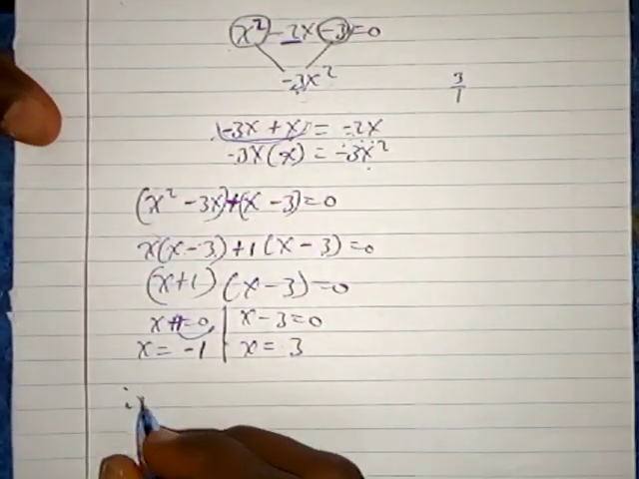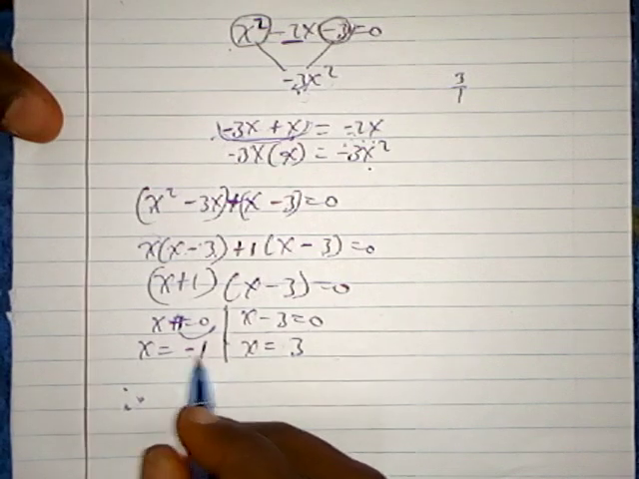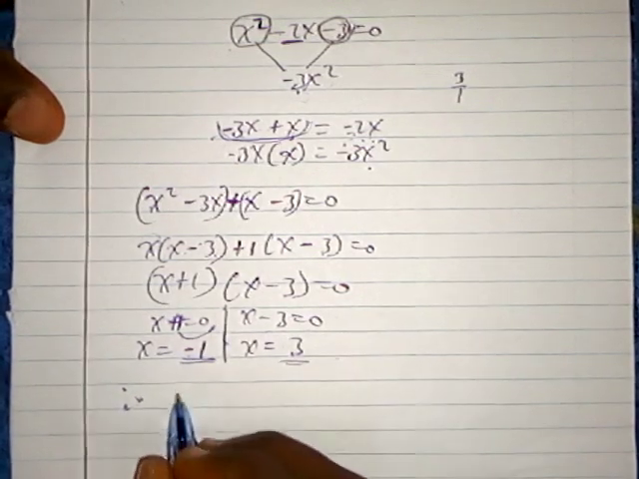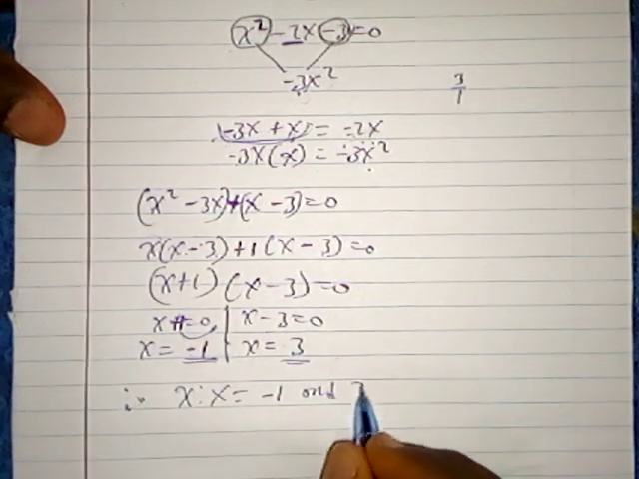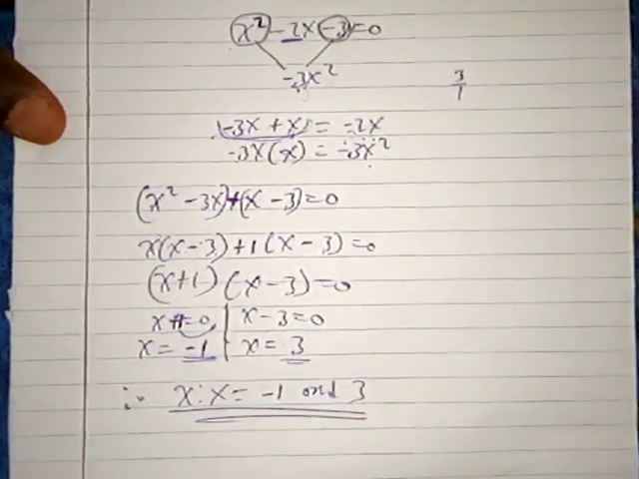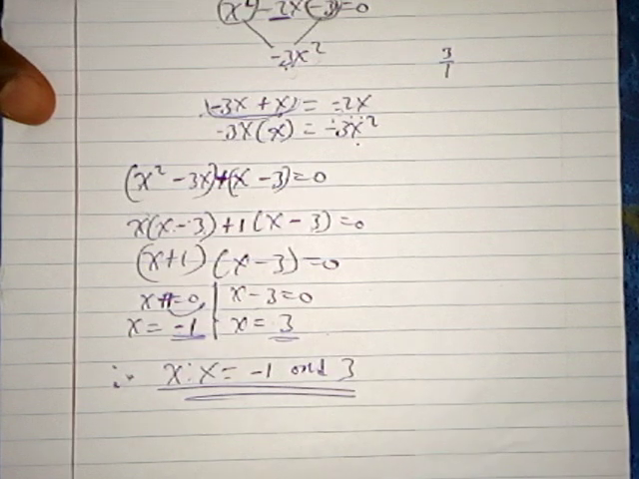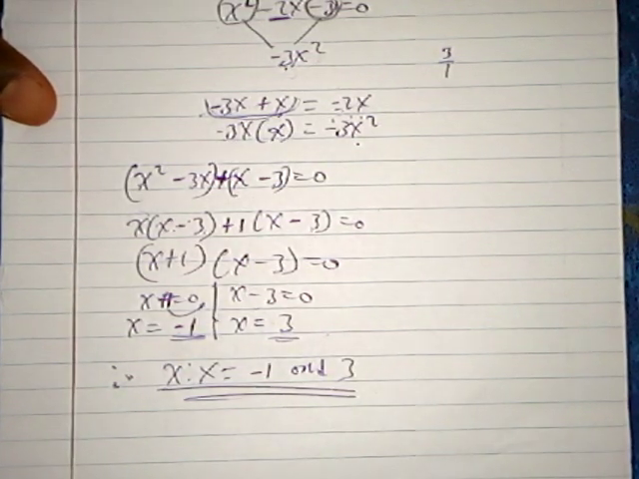So what are the values of x? As I told you, a quadratic equation must always have two solutions. In other words, two answers, right? The values of x: x equals minus 1 and 3. You see it? I hope it's understandable. Good. Do you see what we did for example 1? It's exactly the same thing we are going to do for example 2.